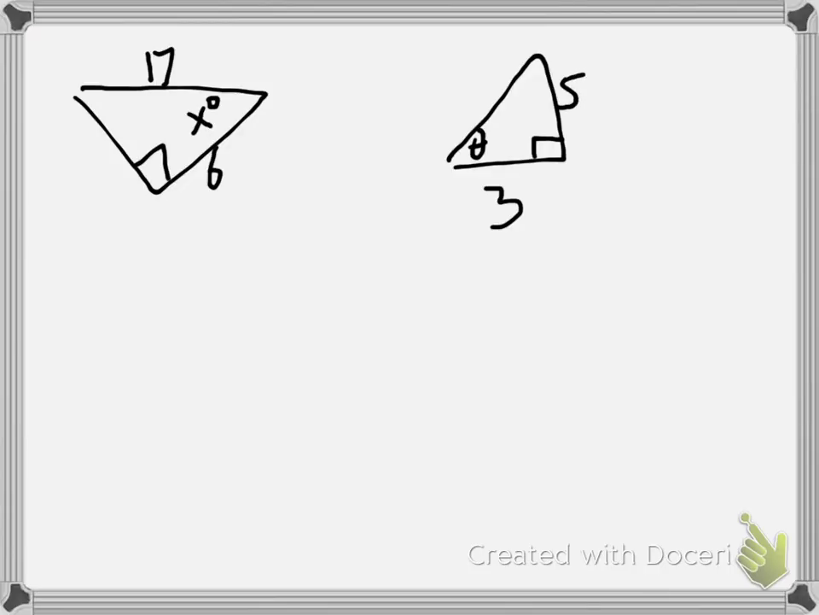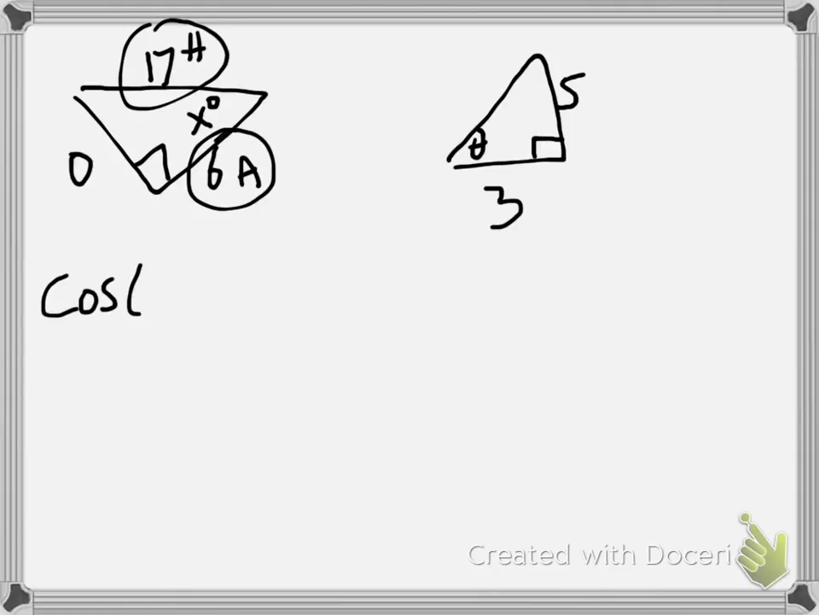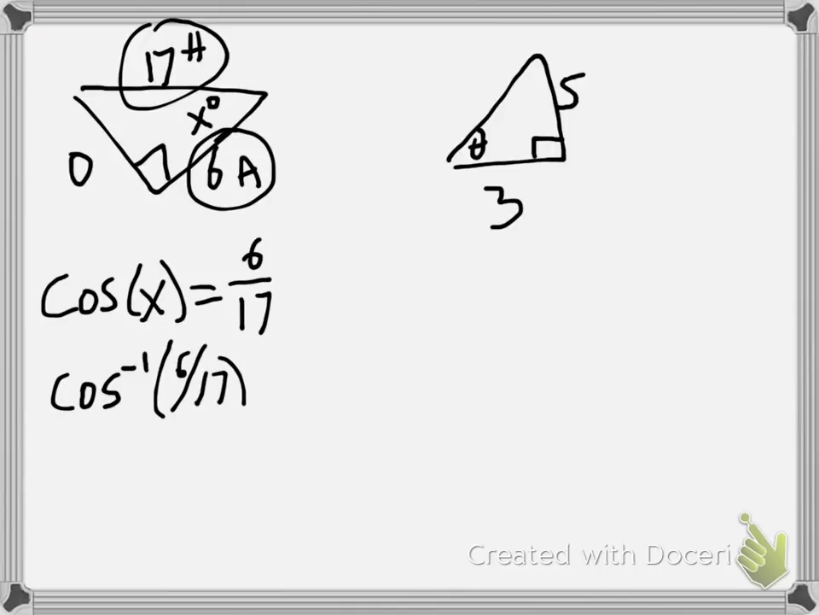Okay, so we're going to try these two. So the first one, again, we want to label our opposite, our hypotenuse, and our adjacent. So we know something about a hypotenuse and an adjacent, so that means I'm dealing with cosine. So the cosine of x is my adjacent over my hypotenuse. Again, we will hit the second cosine, which will give me that -1. And we just have to put the 6 over 17 in our calculator. So if I hit second cosine, 6 divided by 17, I get 69.33.